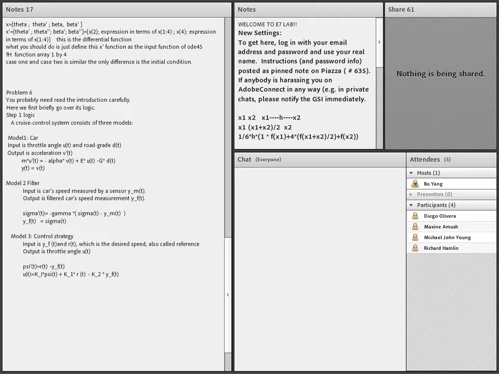So the equations about the throttle angle are the following equations. In these two equations, Ki, K1, and K2 are just provided constants. And u(t) is the output throttle angle. These are the three models for this control problem.